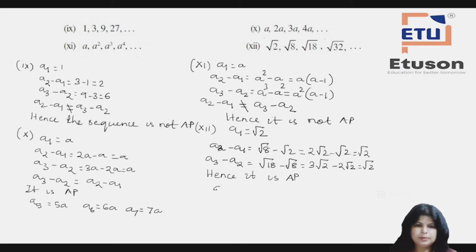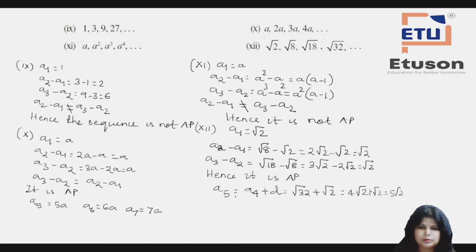So what will be the subsequent terms? A5 will be equal to how much? It is A4 plus the common difference. So your A4 is how much? It is root 32 plus root 2. Now root 32 is nothing but what? 32 is 2 to the power 5, or it is 16 into 2, right? So it is 4 root 2, 4 root 2 plus root 2. It will be 5 root 2, right?